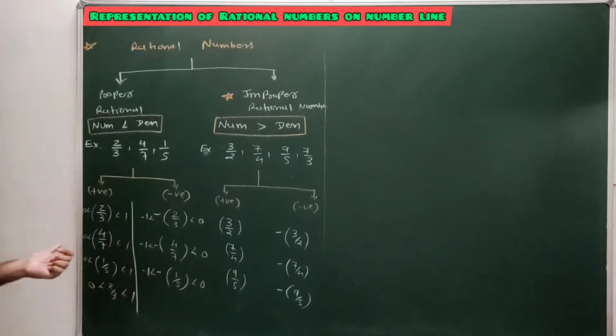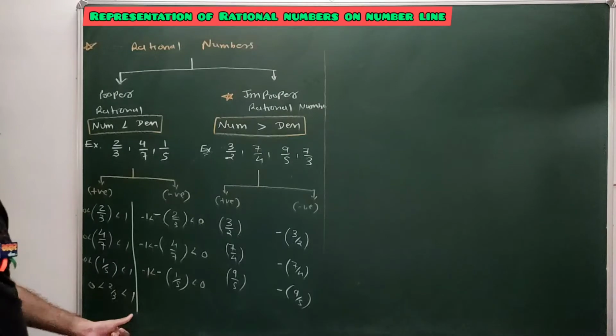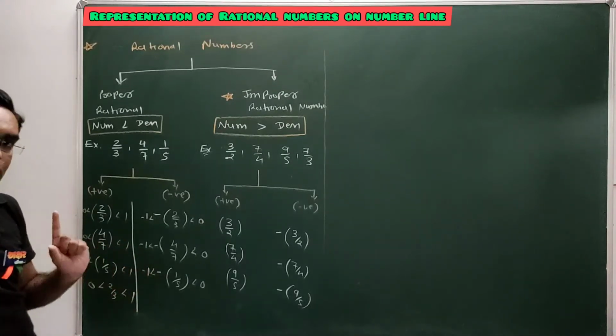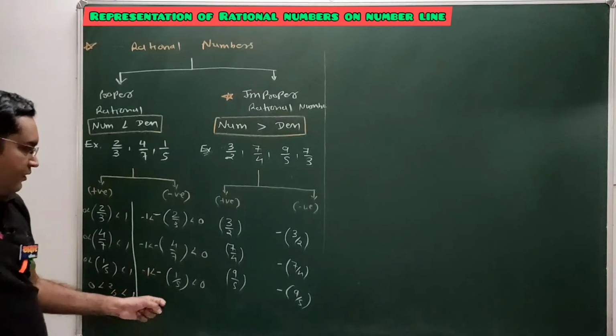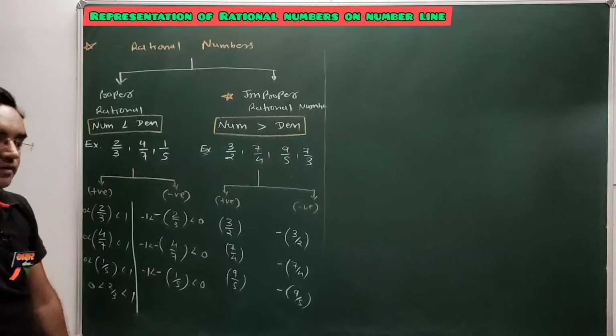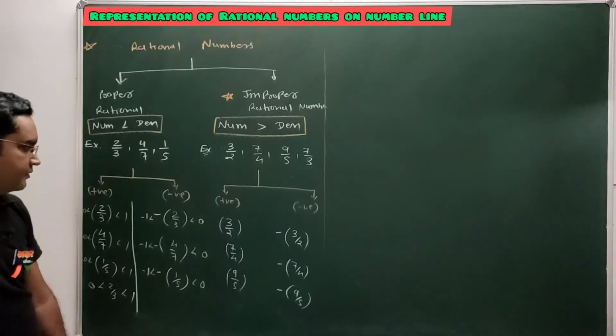Value of proper positive rational numbers lies between 0 and 1, and value of proper negative rational numbers always lies between -1 and 0. Done. ये पॉइंट आपको नोट करके रखना है.